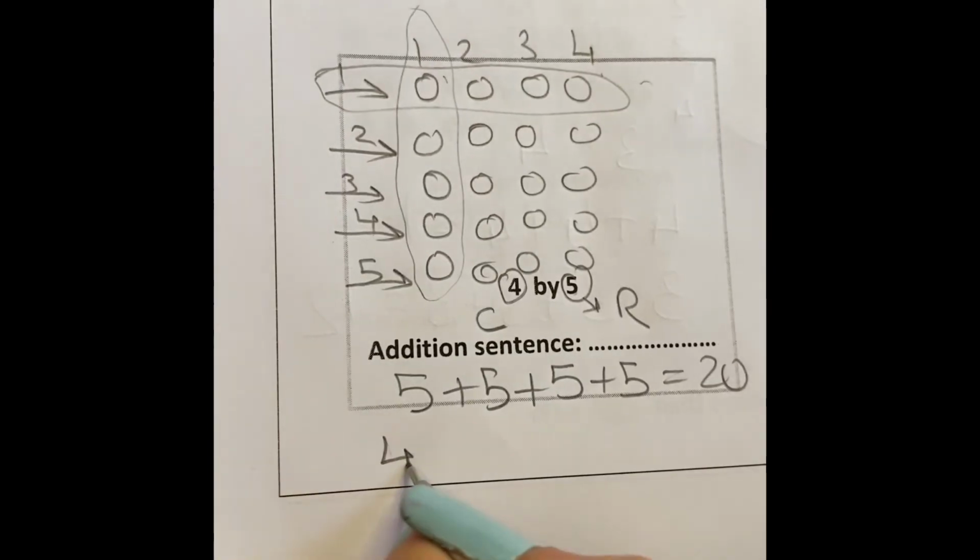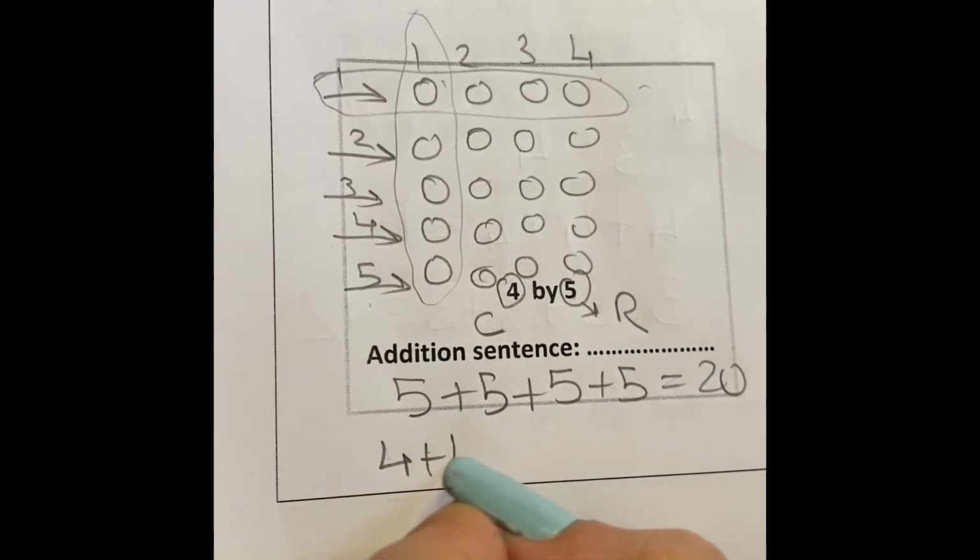In the first row, we have how many circles? 4. Repeated how many times? 5 times.